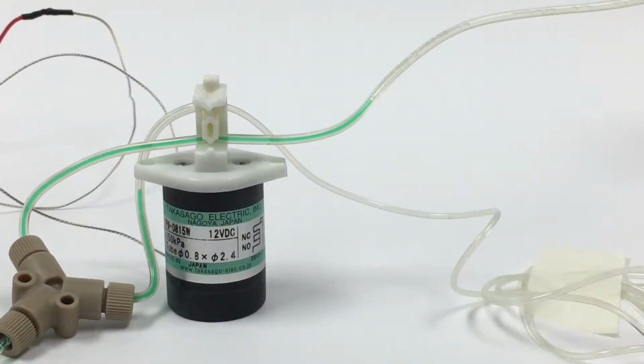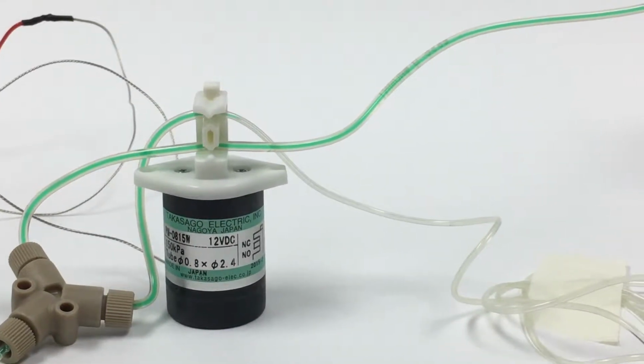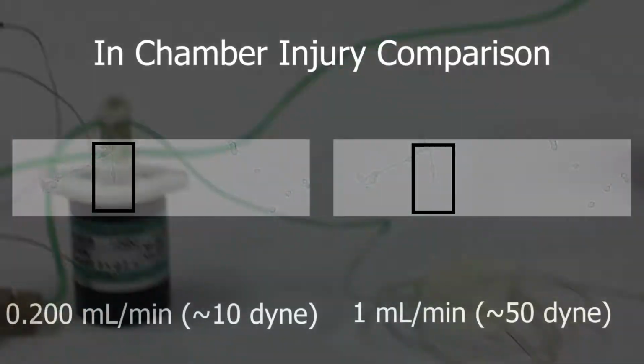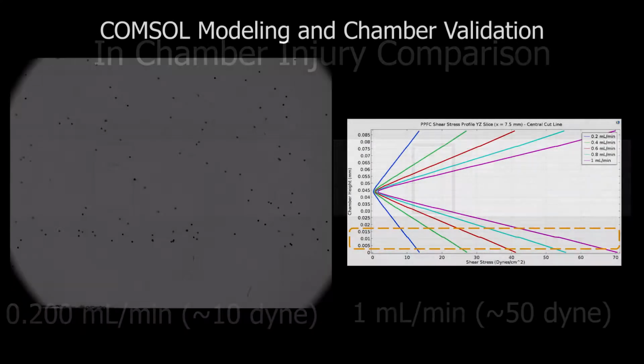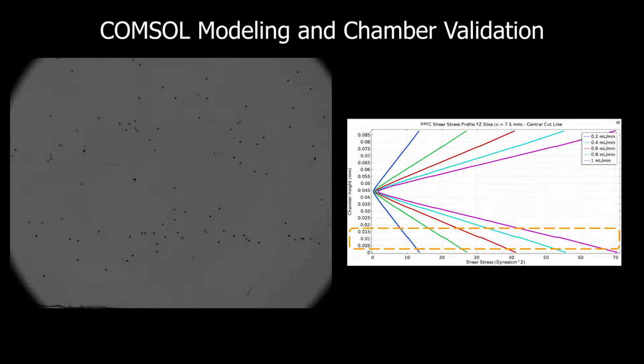Cytoshear allows us to finely tune fluid velocity in the tubes, giving us control over the magnitude of the injury. Severe injury causes more cell deformation, as seen on the right, compared to the mild injury on the left. The chamber was modeled in COMSOL, and the expected shear stresses in the device were validated using particle velocimetry tracking.